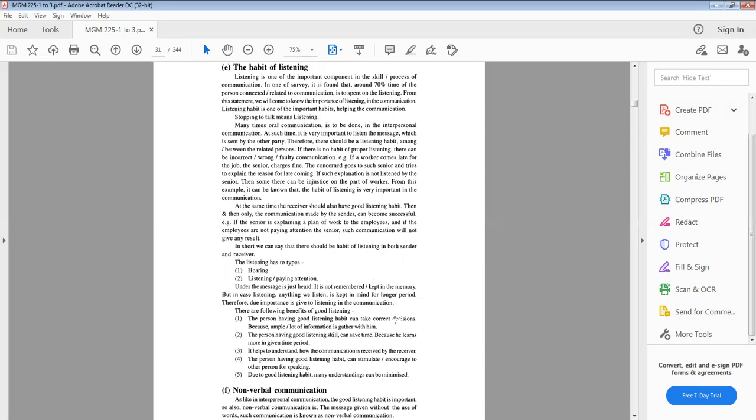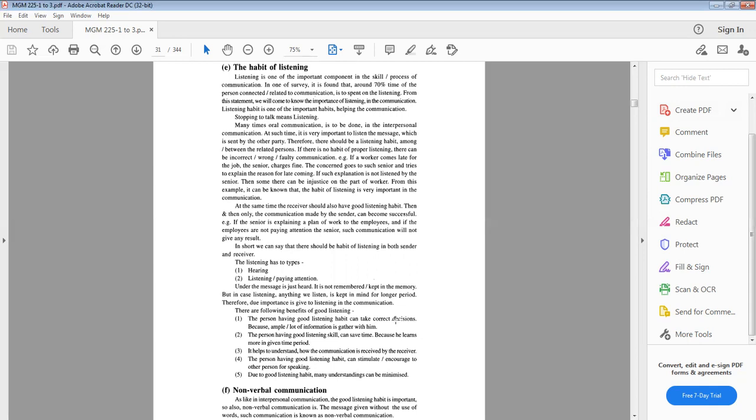In one survey, it was found that around 70% of the time spent on communication-related personal connection is spent on listening. From this statement, we can see the importance of listening. In communication, the listening habit is one of the important habits that helps communication. Stopping to talk means listening.